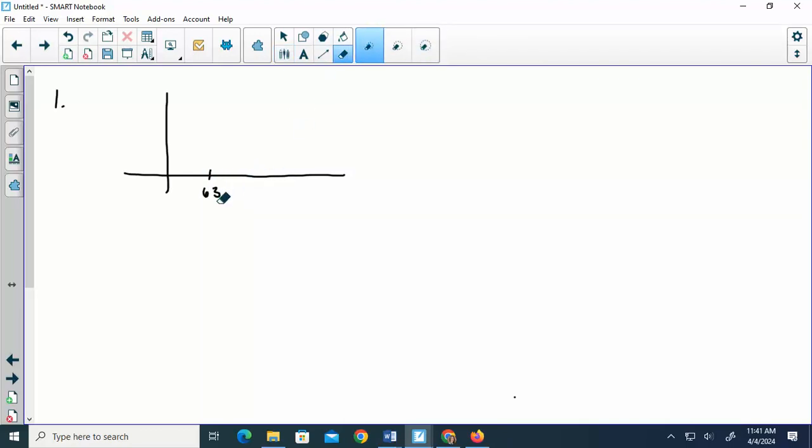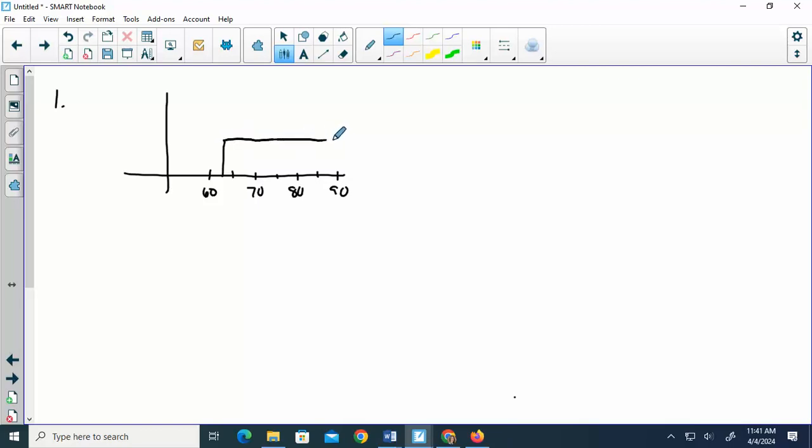So maybe I'm going to start my graph. You don't necessarily have to start at 0, but if I start at 60, if you start at 63 and then 90, and since it's uniform, no matter where you are at, the probability has to be the same. So we know the total probability is what? 1.